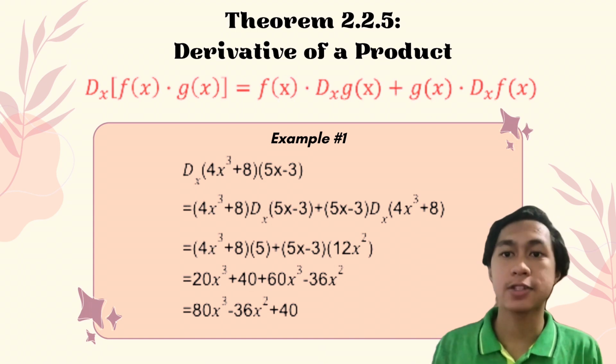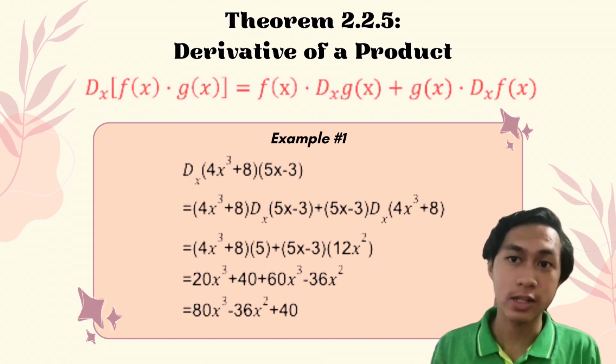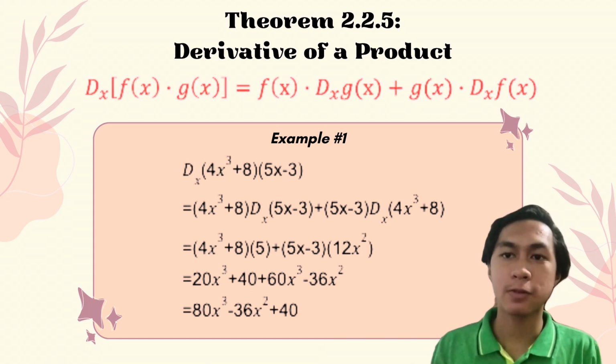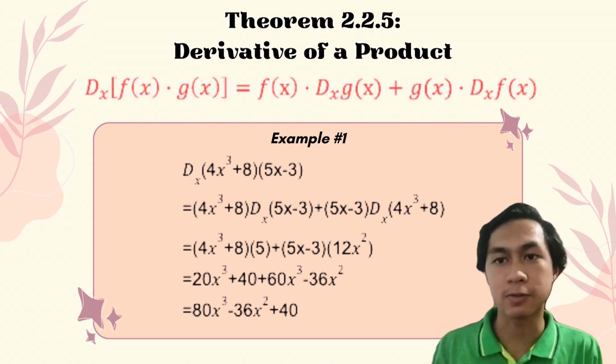For our second to the last theorem, we have the derivative of product. It says that the derivative of f of x times g of x is equal to f of x times the derivative of g of x plus g of x times the derivative of f of x. So here's the following examples.